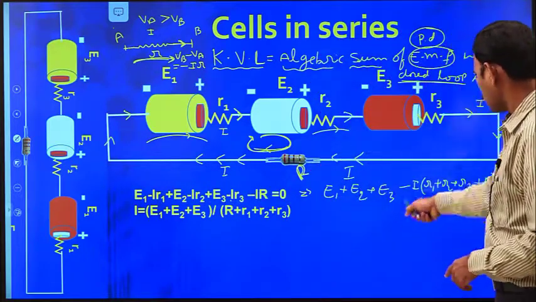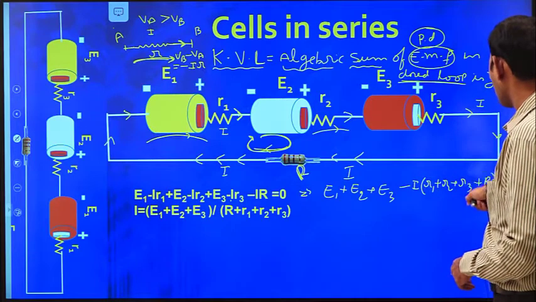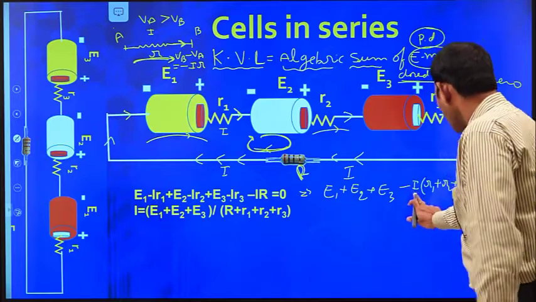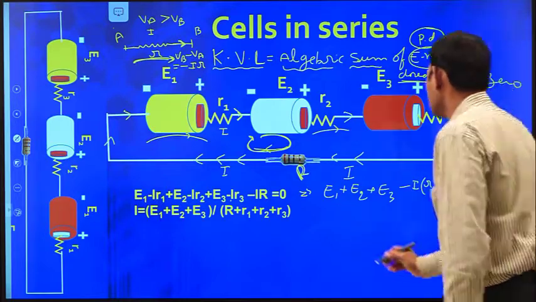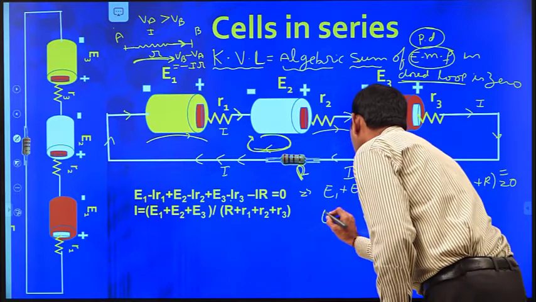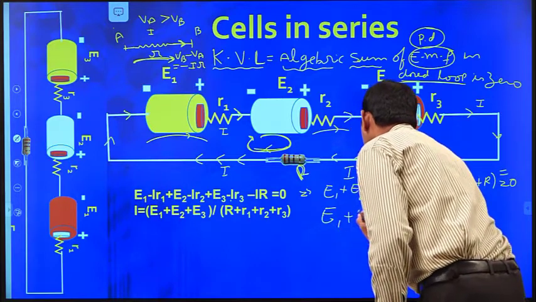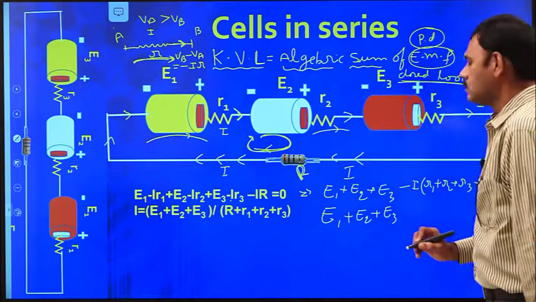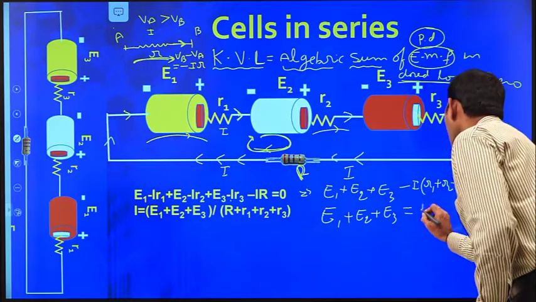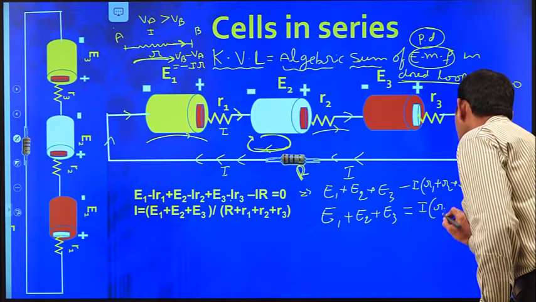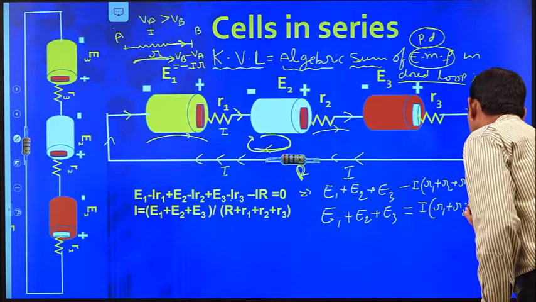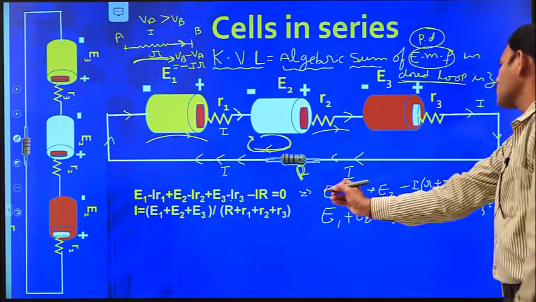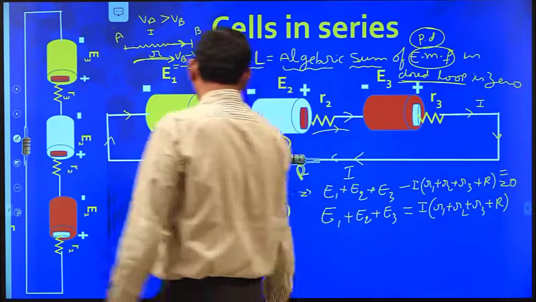E1 plus E2 plus E3 minus of I into R1 plus R2 plus R3 plus capital R is equal to 0. And bring this value to the RHS. Then it becomes E1 plus E2 plus E3 is equal to I of the sum of the resistances in the circuit of series combination, R1 plus R2 plus R3 plus capital R. Now take cross multiplication, we get this step.